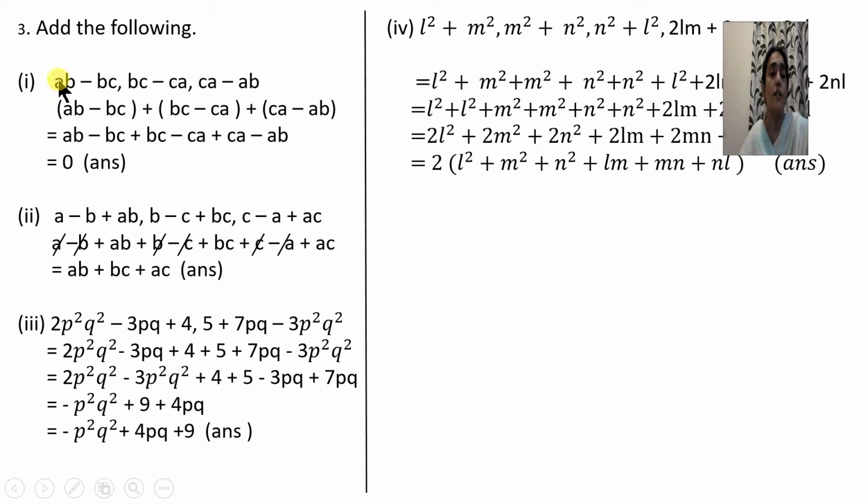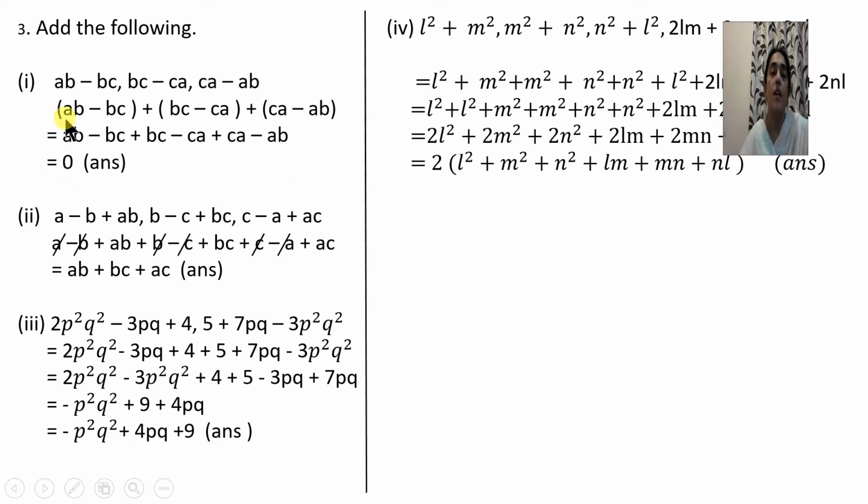First one is AB minus BC, BC minus CA and CA minus AB. You have to add all these. So I put a positive sign in between. Now because there is a positive sign outside the bracket, when I remove these brackets, it will not change. You can directly write also AB minus BC plus BC minus CA plus CA minus AB.